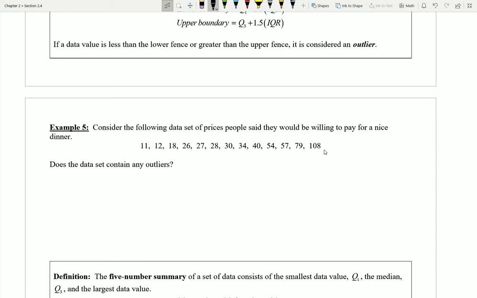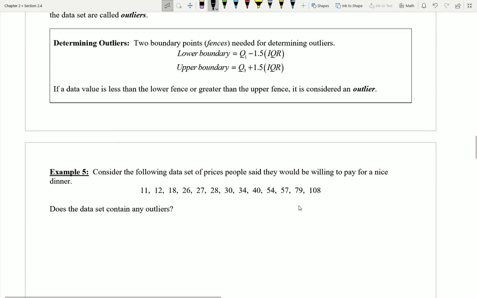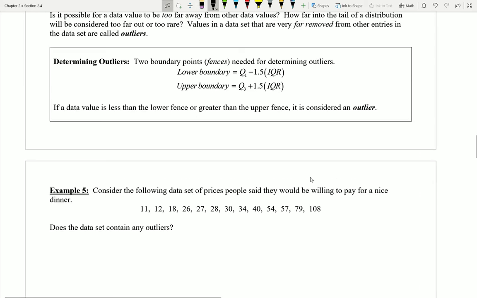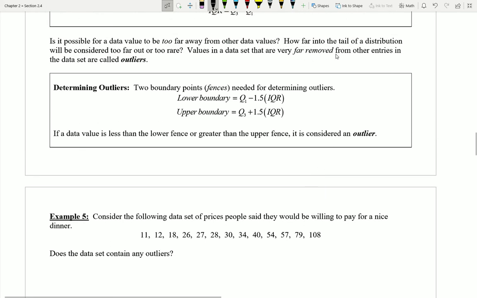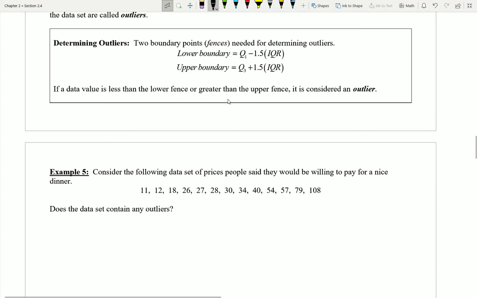Let's take a look at these data values that we have and start to see, would we consider any of these data values an outlier? Well, we can see that 108 is a very large data value, but the question is, is it too large? Is it far removed? This is never something that we are able to just eyeball. But we can construct these lower and upper boundaries to get a sense of how the data set is arranged, and ultimately if 108 or one of these other values is too far away from the others.